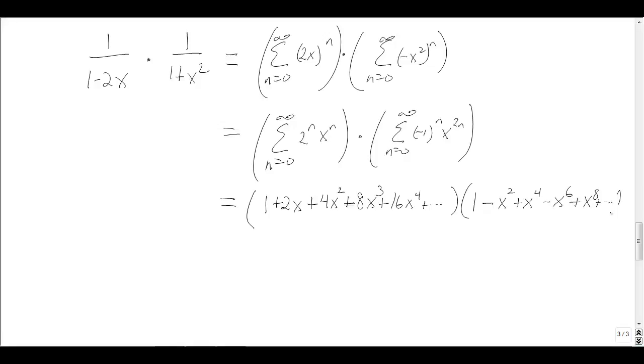How do I get a constant? Well, I can take a constant from the left, that's my 1, times a constant from the right, that's my 1. So this is 1. And then if I want to get an x term, well, I could do a 1 times an x, but there's no x on the right, in the second factor. So I'm going to have to do a 2x times a 1.